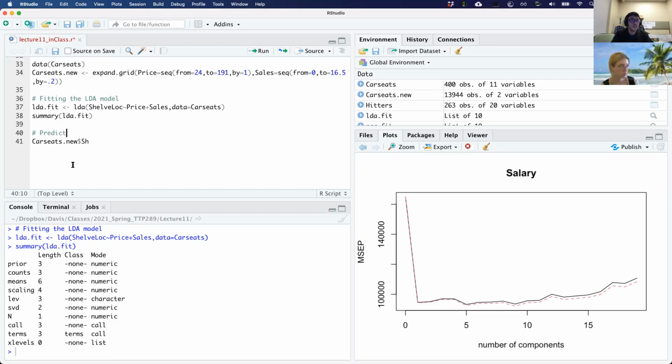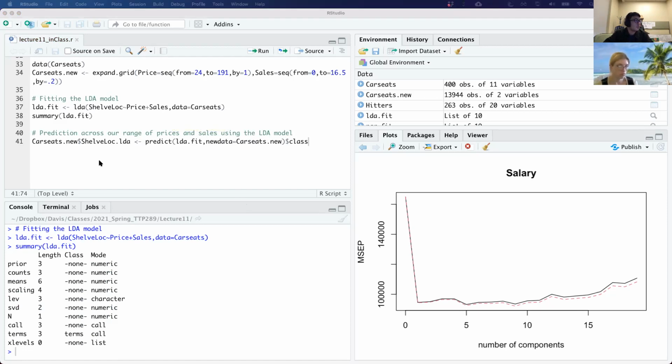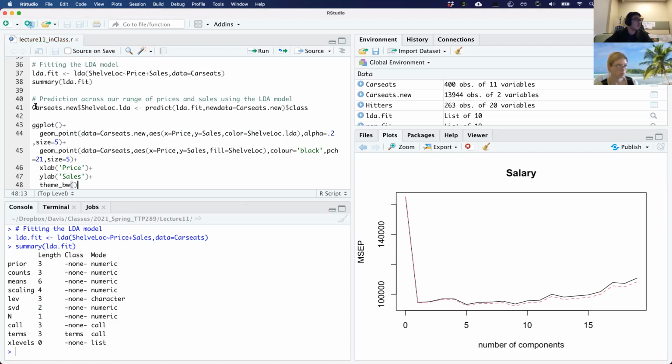So we're going to do prediction across our range of prices and sales. So I'm going to create a new column in this table called the shelf lock LDA, and it's going to do a prediction. The dollar class tells me, because the predict is actually going to give you the probabilities, the dollar class will give you which class in the response that each prediction belongs to. So that will look something like this.